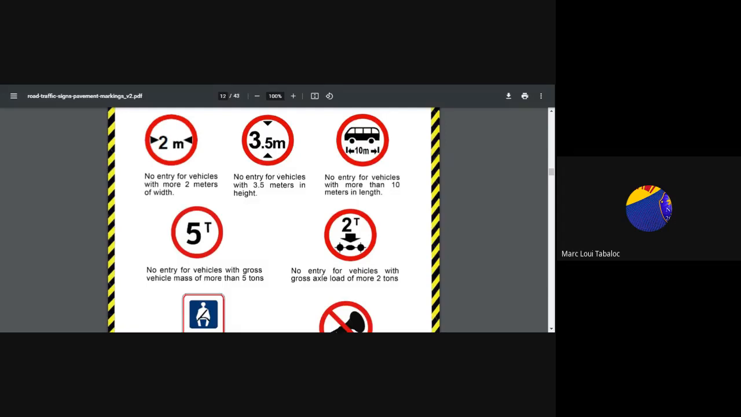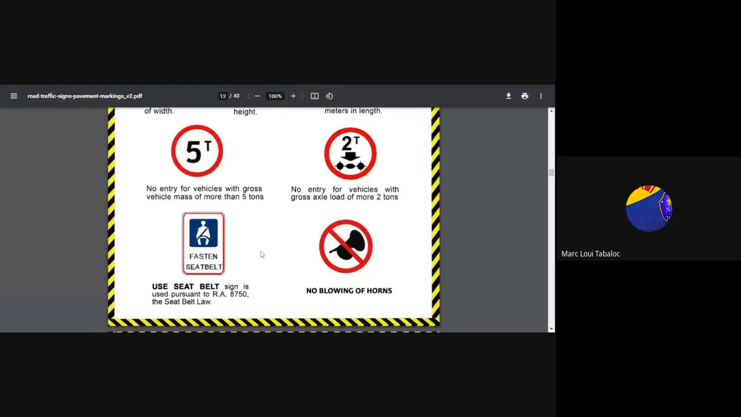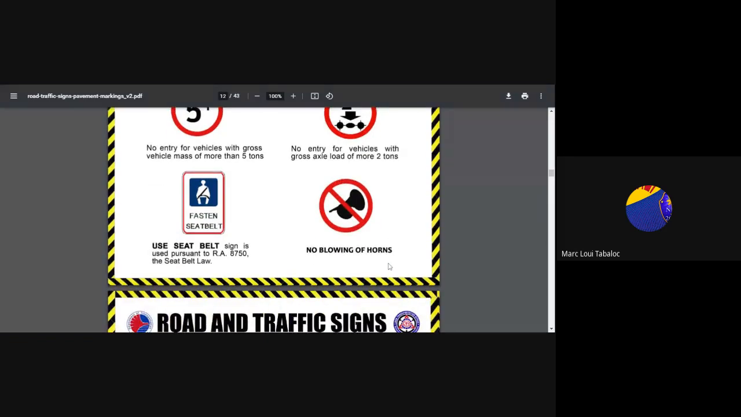Ayan. Okay? And commonly na nakikita, especially when entering school zones, itong no blowing of horns. Ayan. So, it is used in order to respect naman rin sa mga ongoing classes or even without classes. Nakikita rin yan sa mga churches or approaching churches. Bawal maging horny daw. Okay? So, no blowing of horns.